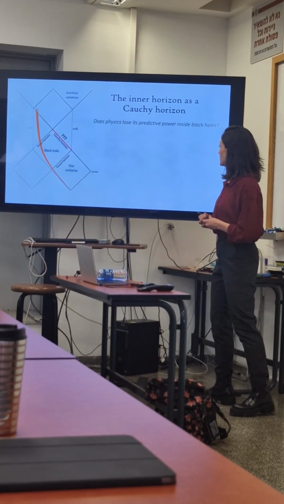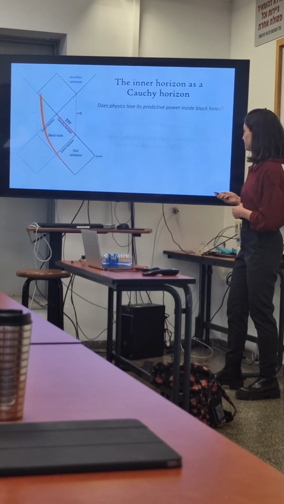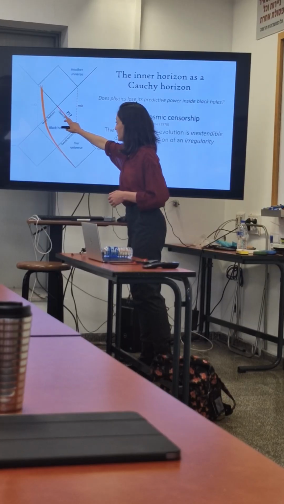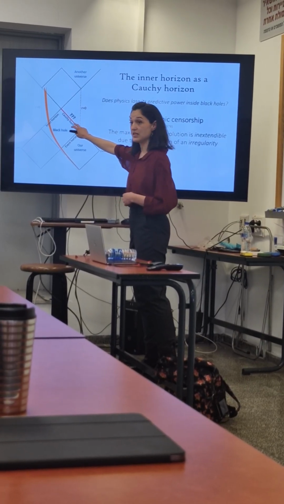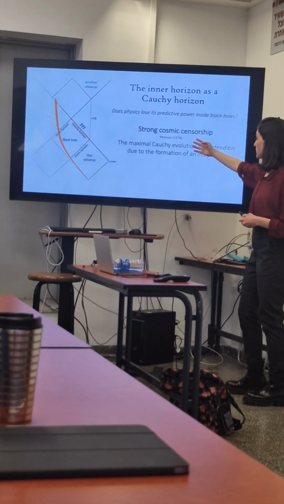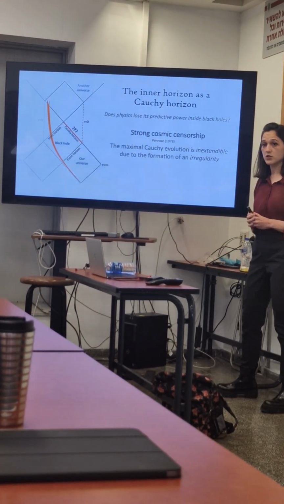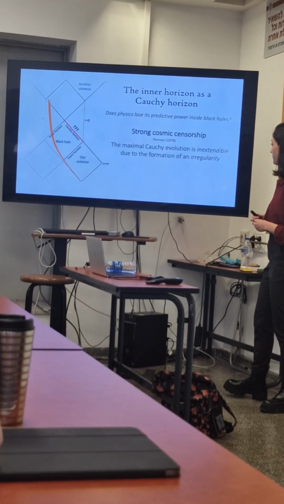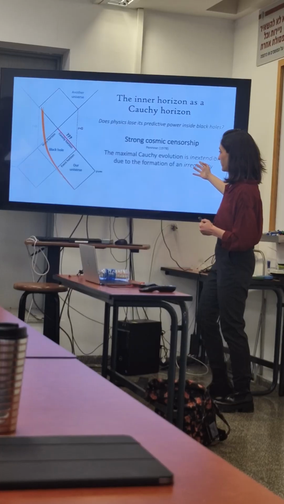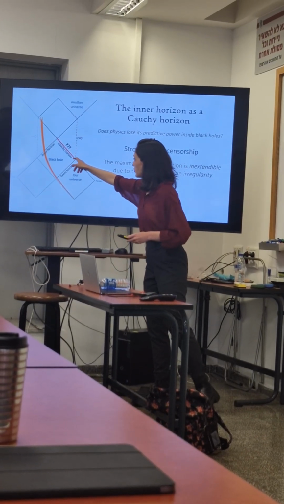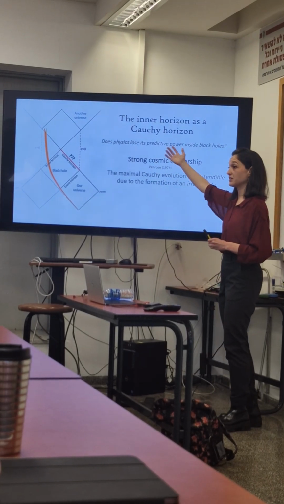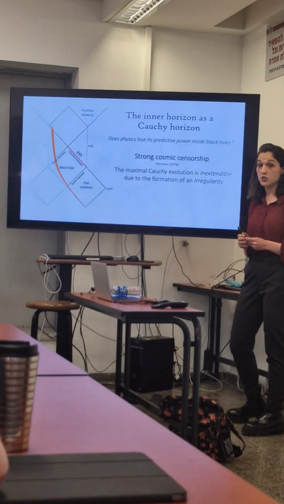So does physics lose its predictive power inside black holes? This remarkable fact that the inner horizon, which is the boundary of the domain of predictability, is a Cauchy horizon has led Penrose to formulate the strong cosmic censorship, which is really a question of predictability inside black holes. Penrose says that the maximal Cauchy evolution should be inextendable, which means that there should be some irregularity that forms along the Cauchy horizon. So spacetime is inextendable to these strange regions where determinism is lost.